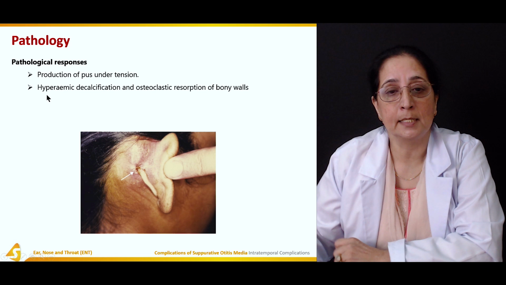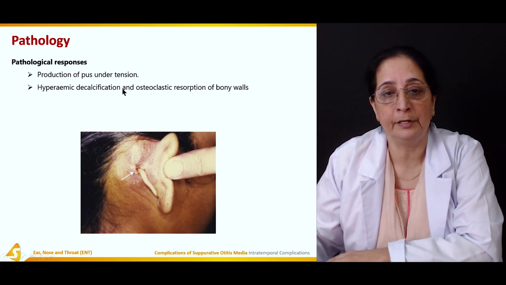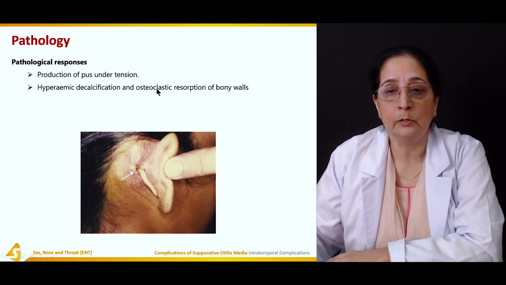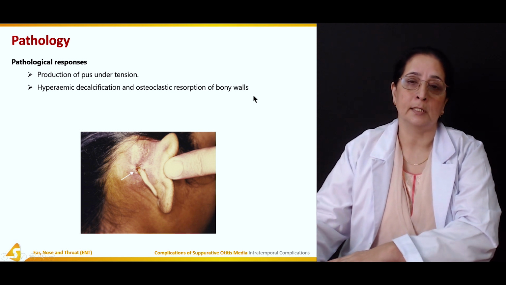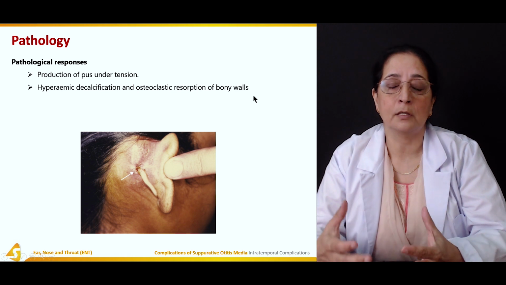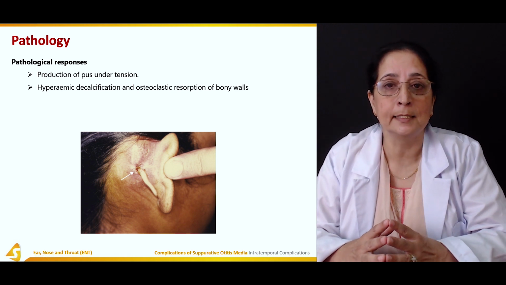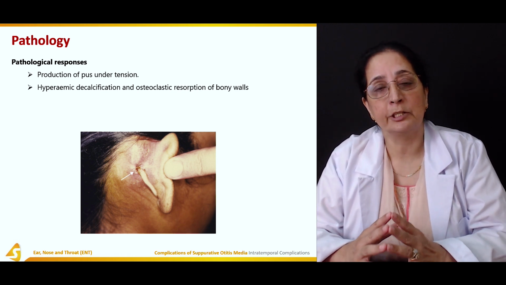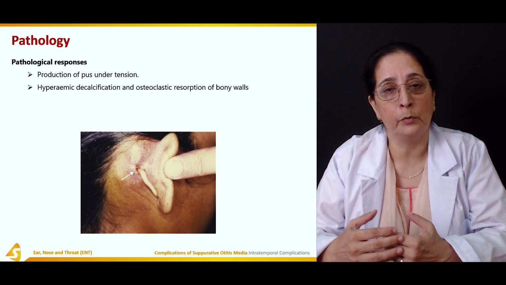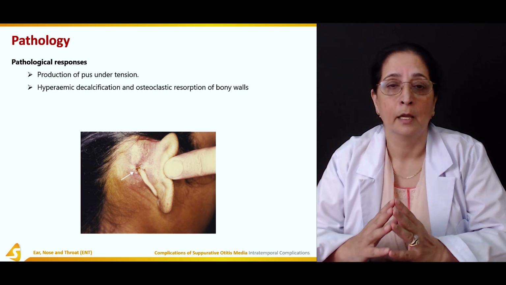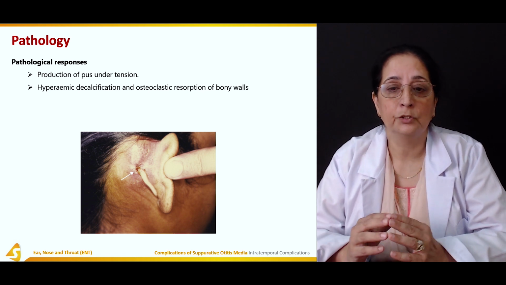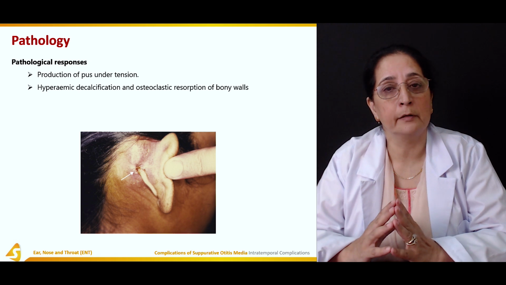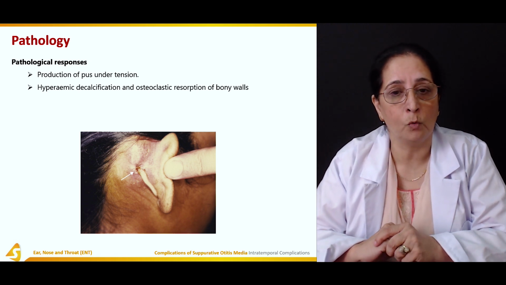And then there is hyperemic decalcification and osteoclastic resorption of bony walls. Osteoclasts are the cells that cause destruction. Osteo is for bone, and osteoclasts are cells that cause destruction of the bones. So there is osteoclastic resorption of bony walls.